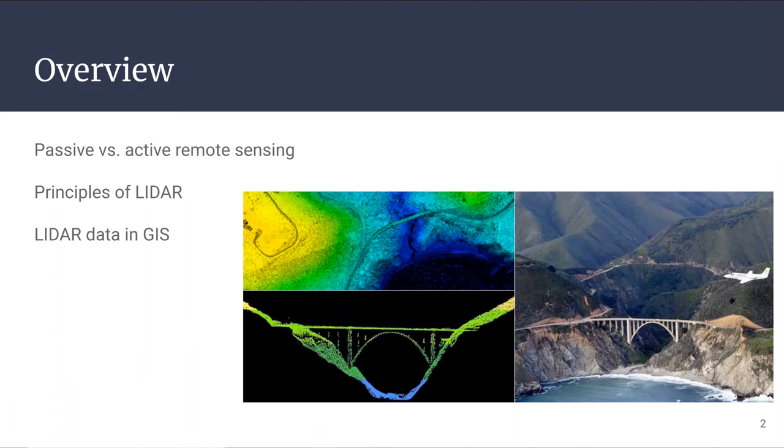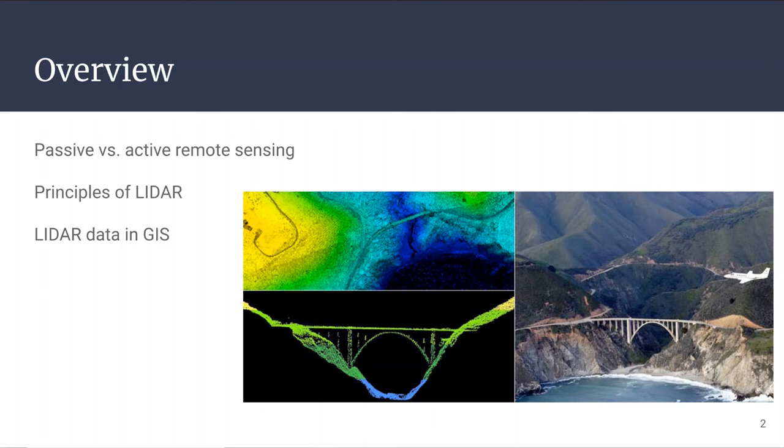So just as a quick overview of this lecture, we're going to start out by talking about passive versus active remote sensing. The last lecture for this course, the last video you would have watched, was about passive remote sensing. Now we're moving into this realm of active remote sensing, where we're actually producing the energy for the imaging to occur, instead of just detecting that natural ambient energy from the sun. Then I'm going to talk about the principles of LiDAR, what it is, how it works, and a little bit about actually using LiDAR data in GIS, processing the data and analyzing the data.